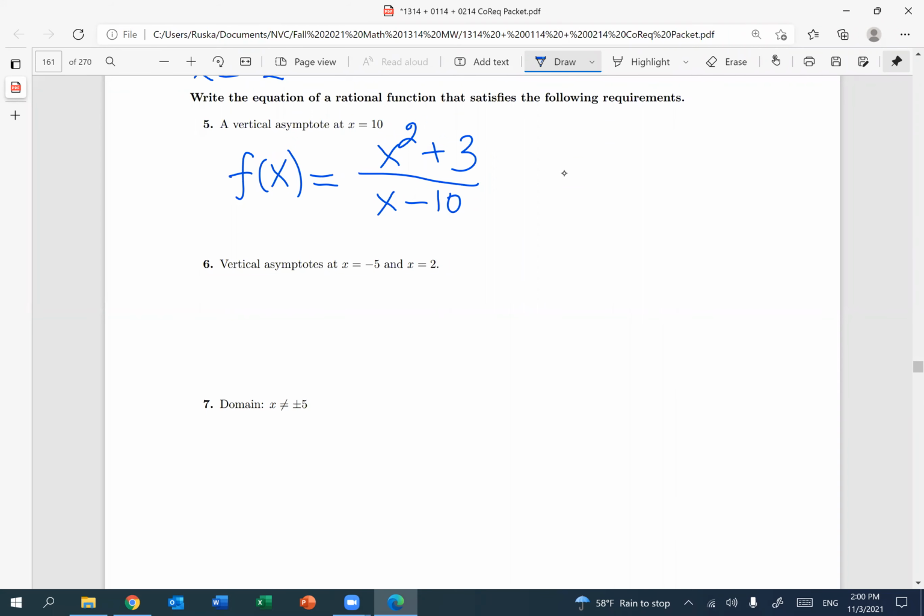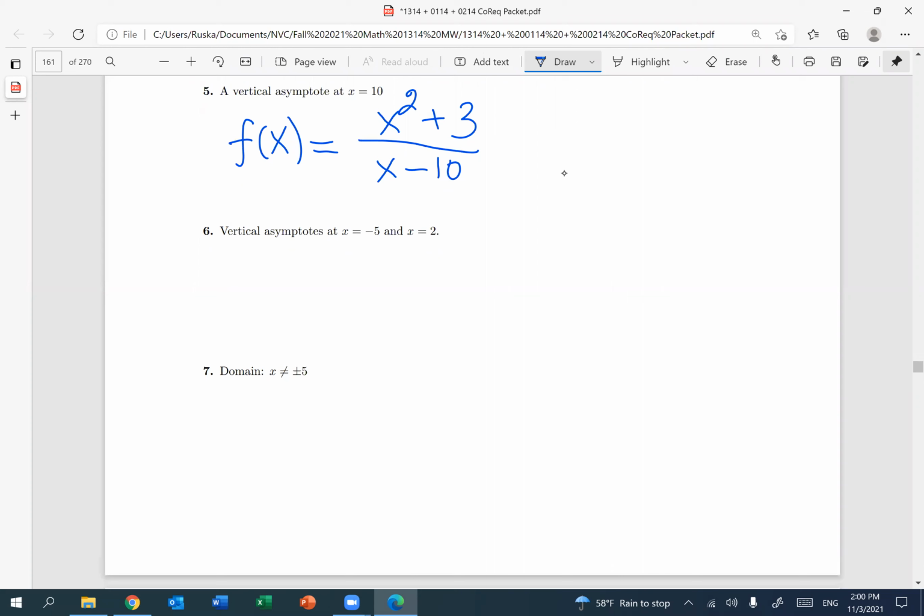Okay? Let's do the next one. We have two vertical asymptotes. So what that means, my function is going to look like what? Something on the top, doesn't matter what. And in the bottom, I'm going to have what? What are the factors? X from -5, what is going to be the factor?